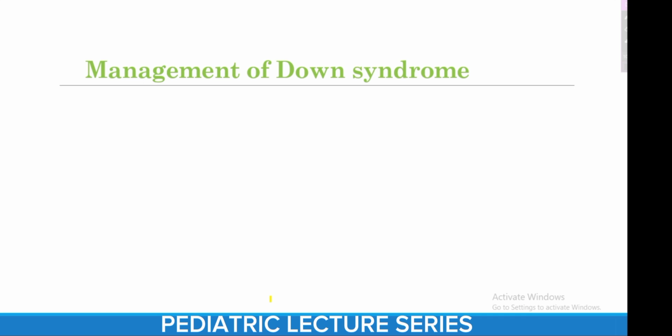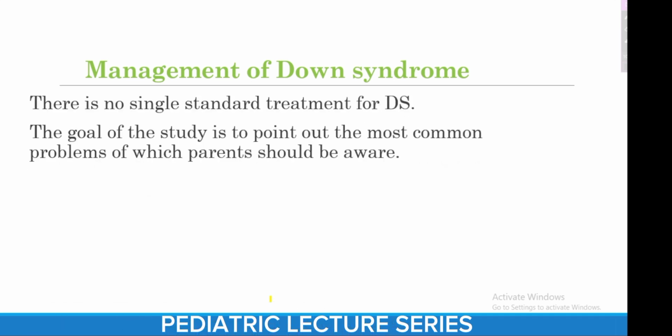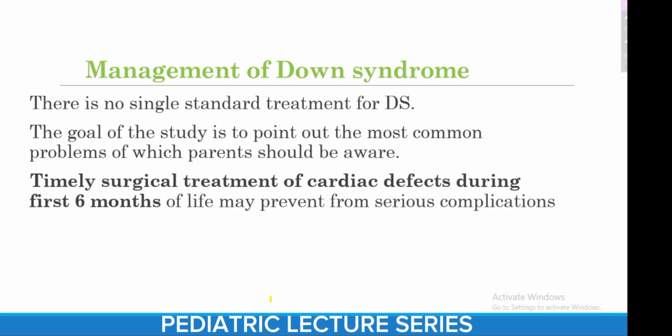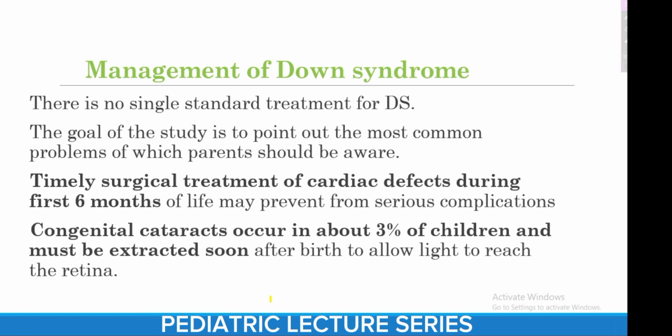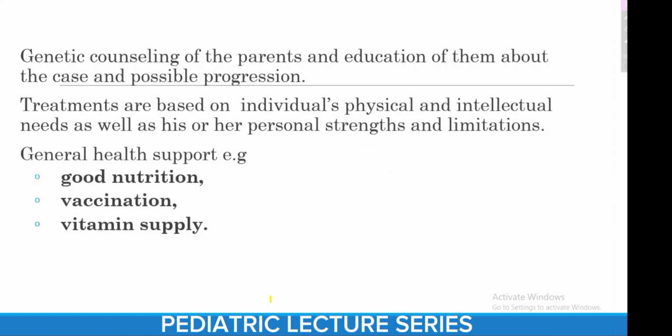So, how do you manage Down syndrome? There is no specific treatment for this condition as you cannot correct the genetic abnormality. However, you try to predict the challenges, the complications that are most likely to be associated with this condition, and you manage the complications. So, timely surgical treatment of cardiac defects during the first 6 months of life may prevent them from being serious complications. Then also genetic counseling of the parents and educating them about the case and the possible progression.